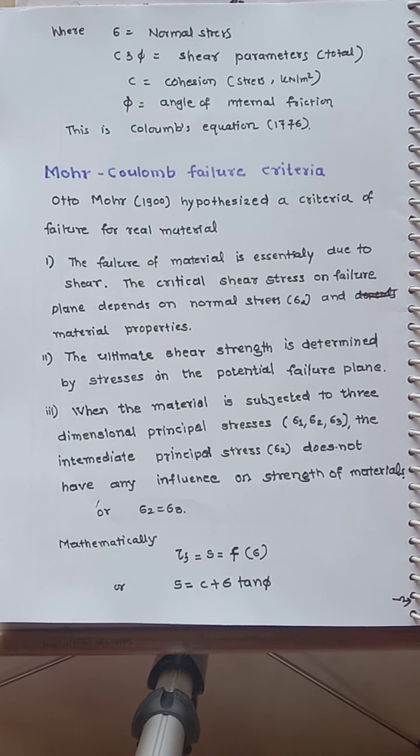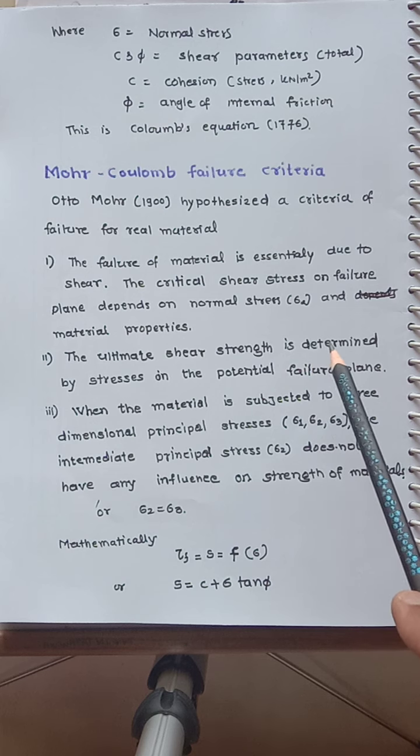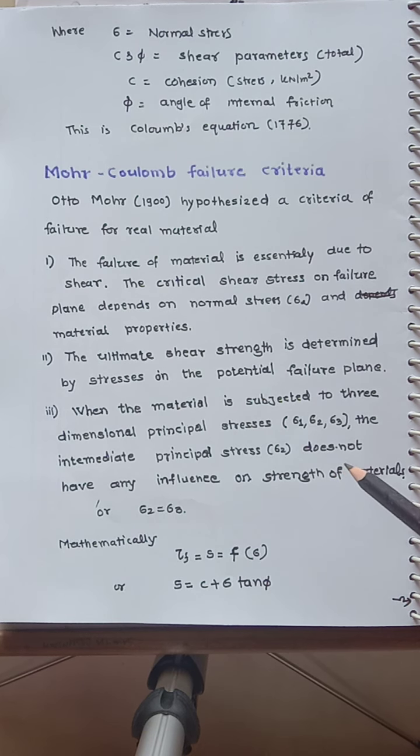And these two are of different magnitude, but when failure takes place, then they are in critical states. So the critical shear stress on the failure plane depends upon the normal stress and material. So if normal stress goes on increasing, as we are seeing, tau is equal to sigma tan phi, it means that tau also increases. For example, if the weight of the soil block is higher, then definitely the shear required is higher.